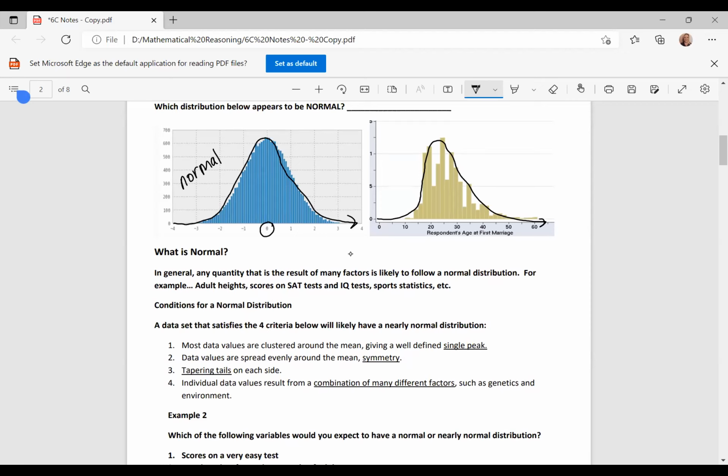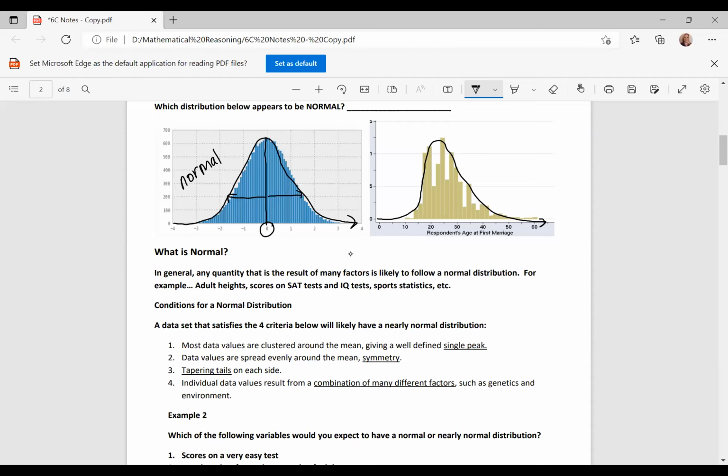Data values are spread evenly around the mean. It has symmetry. So in other words, if we fold this in half, I would have done better if I had drawn a more straight line. Let me go back and do that again. Look at this. We fold this in half. If we're folding it right here on this line, we have about the same information on the left and the right. That has symmetry.